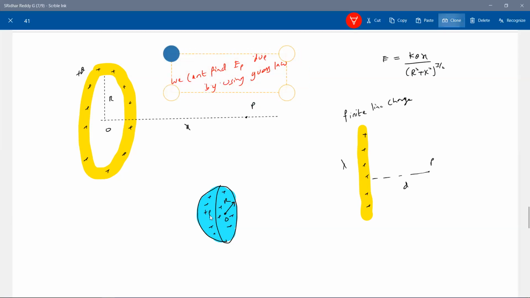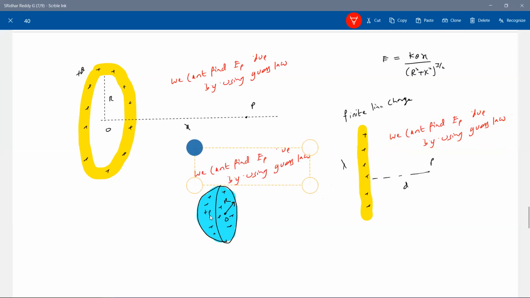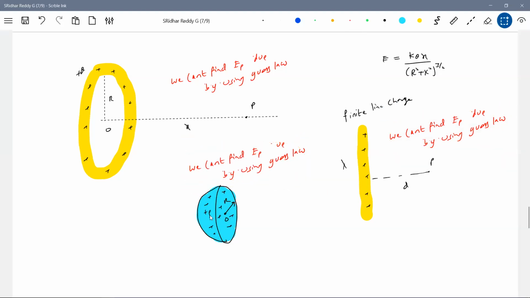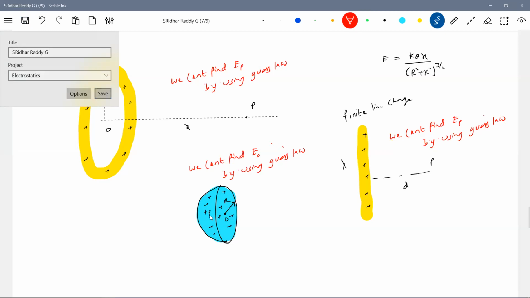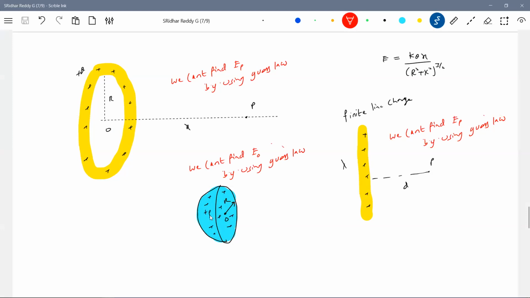So is Gauss law really that powerful that for any body you can find the field? The answer is no. We can't find E at O. What was the problem? Shall we say Gauss law is wrong? No, it's a fundamental law, like Coulomb's law. So there's no problem with Gauss law. There's a problem with the suitable Gaussian surface.